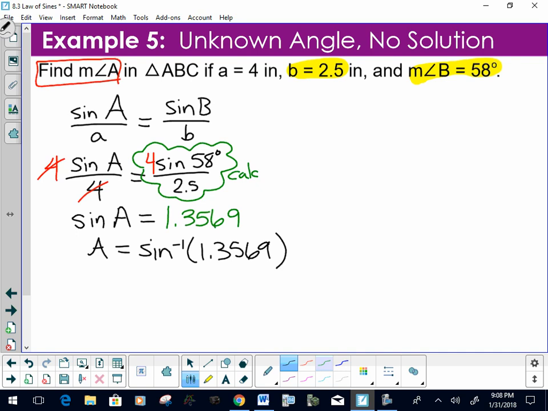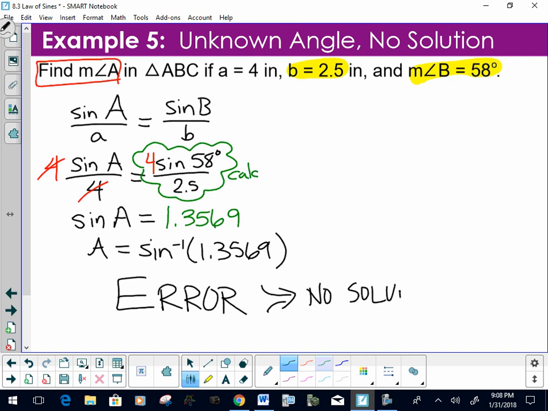And when we do that, our calculator says domain error, or some version of that. What that error means is that there is no solution to this problem.